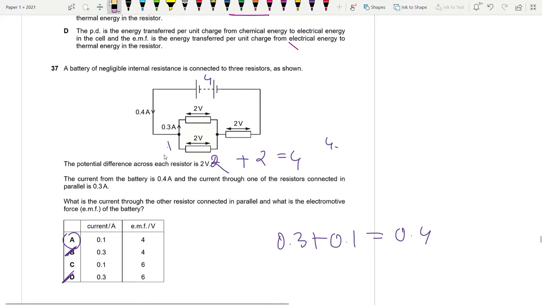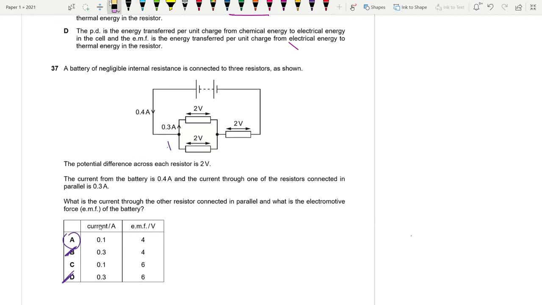Let's go to 37 now. A battery of negligible internal resistance is connected to 3 resistors as shown. Check this out, guys. This part is series. Wait, the potential difference across each resistor is 2. The current from the battery is 0.4, and the current through one of the resistors connected in parallel is 0.3. So this must be 0.1 amperes according to Kirchhoff's first law, right?